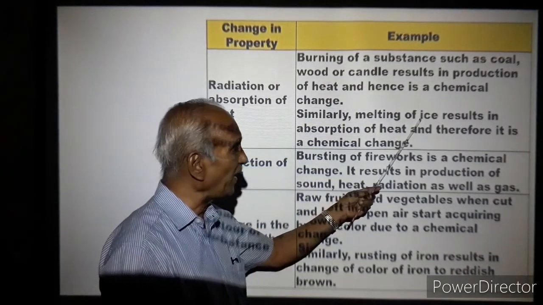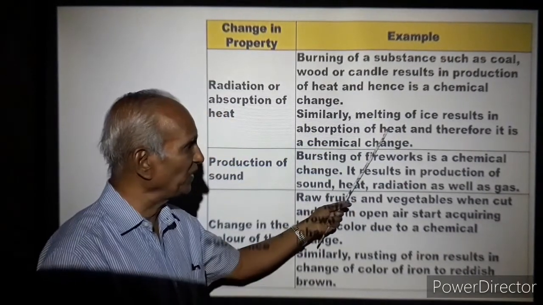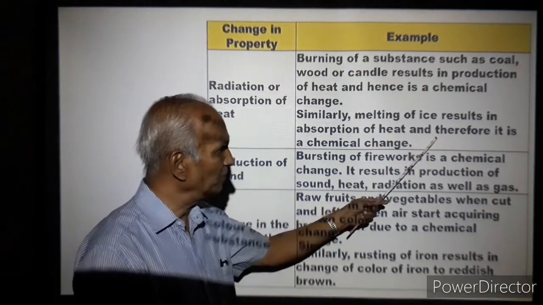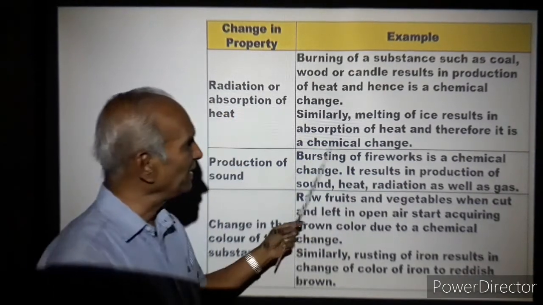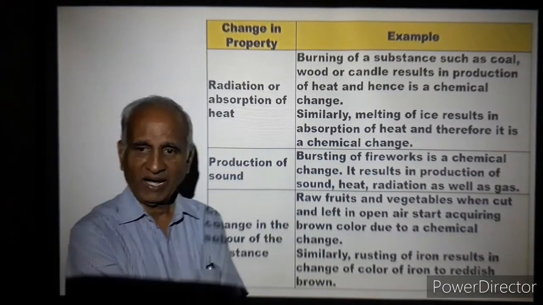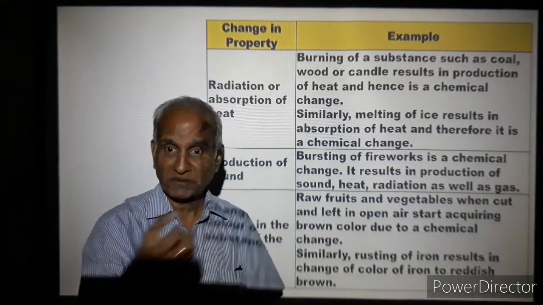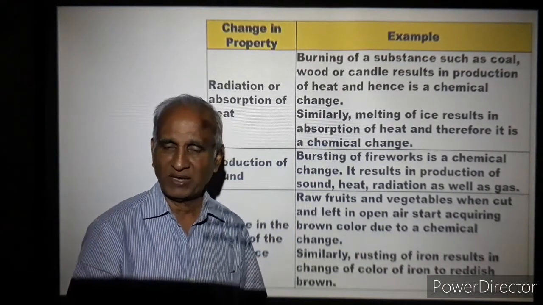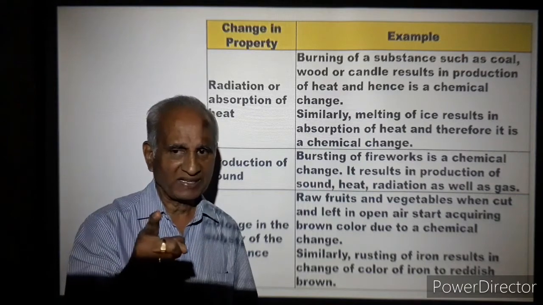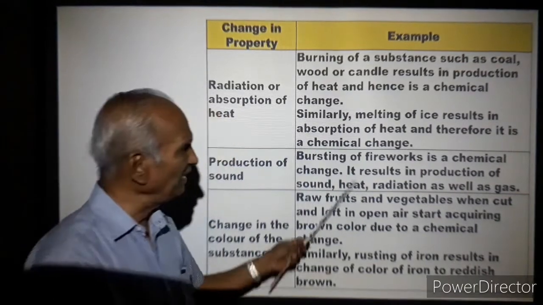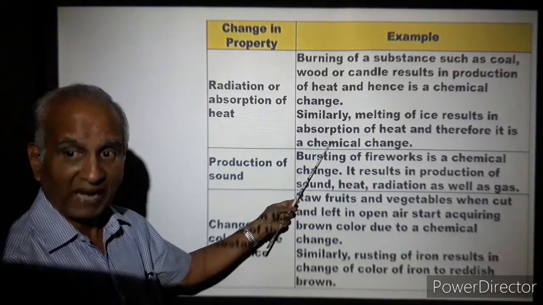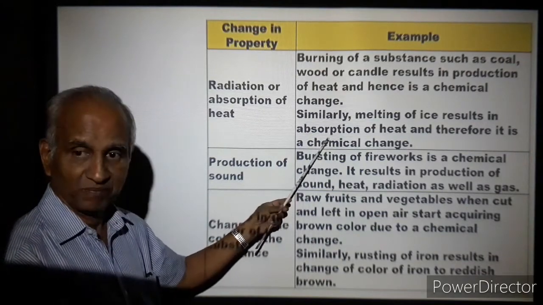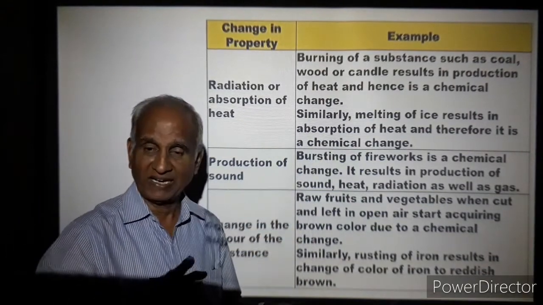Similarly, melting of ice results in absorption of heat and therefore it is a chemical change. In case ice is melting and it absorbs heat from all the surroundings, from that angle you can consider it as a chemical change, because it absorbs heat and undergoes a change.